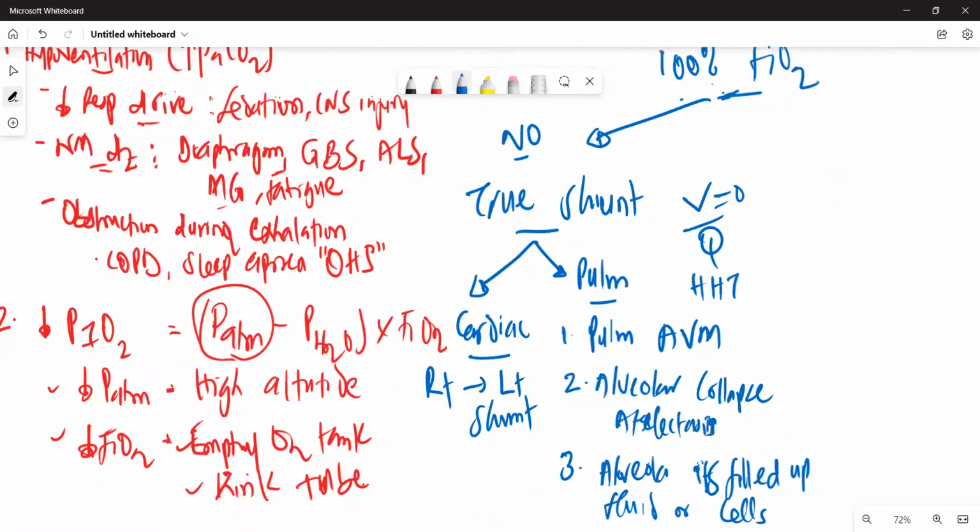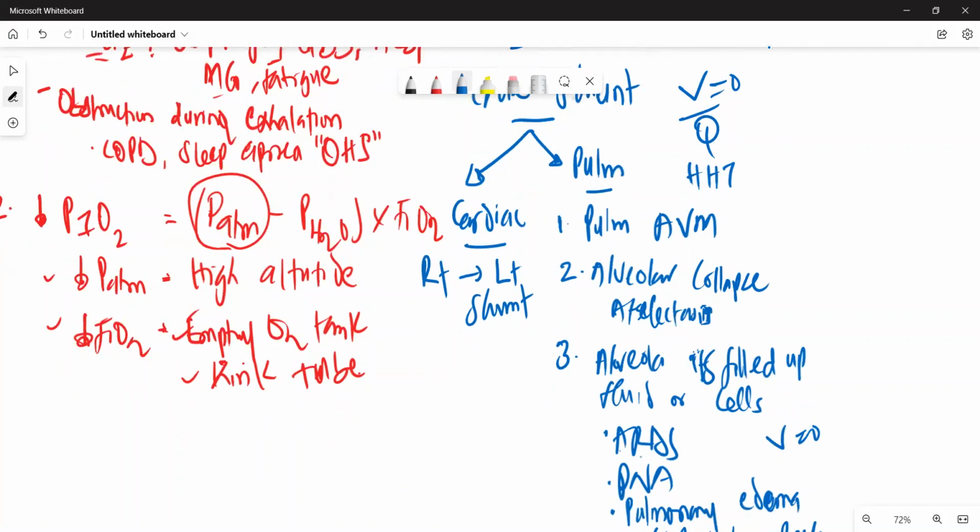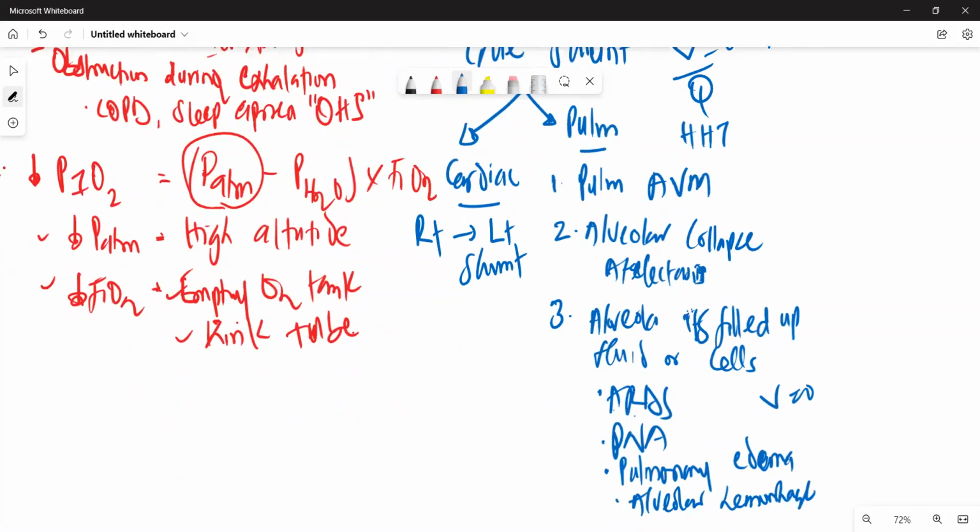And like we mentioned, it could be a cardiac cause or a pulmonary cause. Another cardiac cause is right-to-left shunts. Under pulmonary causes, it could be pulmonary AV malformation, as seen in patients with hereditary hemorrhagic telangiectasia, or it could be alveolar collapse, whereby the alveolar has collapsed. In that case, the ventilation there will be 0, right? Like in the case of atelectasis, or the alveolar is filled up with a lot of fluid or cells, like in the case of ARDS, pneumonia, pulmonary edema, or alveolar hemorrhage, right?